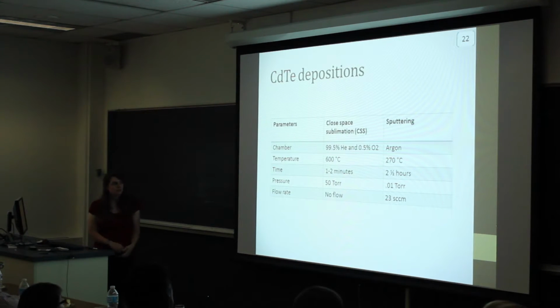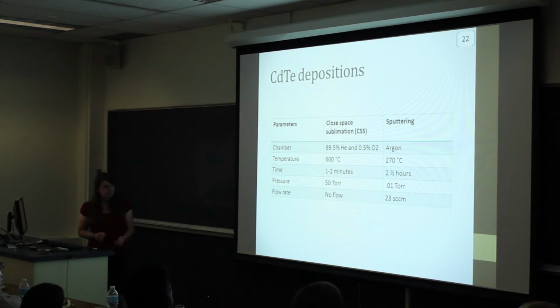So these are the 2 differences between the 2 depositions. With sputtering, it occurs at a lower temperature, but the deposition time is 2.5 hours. It's also at a lower pressure. The closed space sublimation, that's how we annealed the films to begin with, to see what happened to them in this sort of deposition. So it's at a higher temperature, but it's very quick, and it has a pressure of 50 torr.